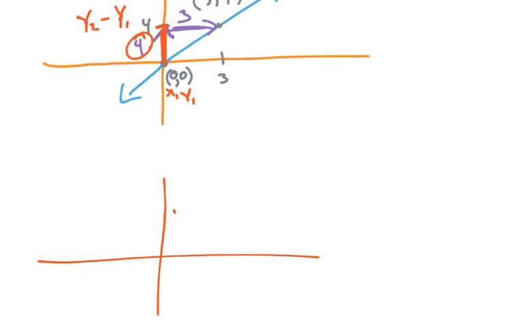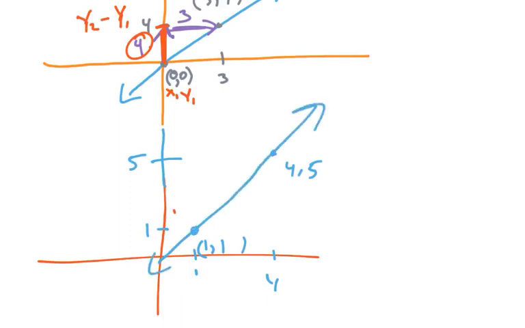And let's say this time it goes through 1, 1, and 4, 5. Something like this, right? Here we can see that the slope is actually the same. It's still 4. I rose 4, and I ran. Oops, I'm sorry. It's not the same. 4. Yeah, no, it is. I rose 4 and ran 3, right?